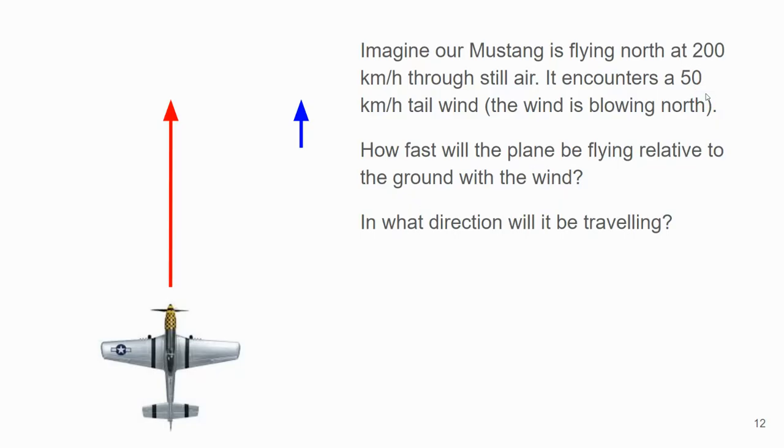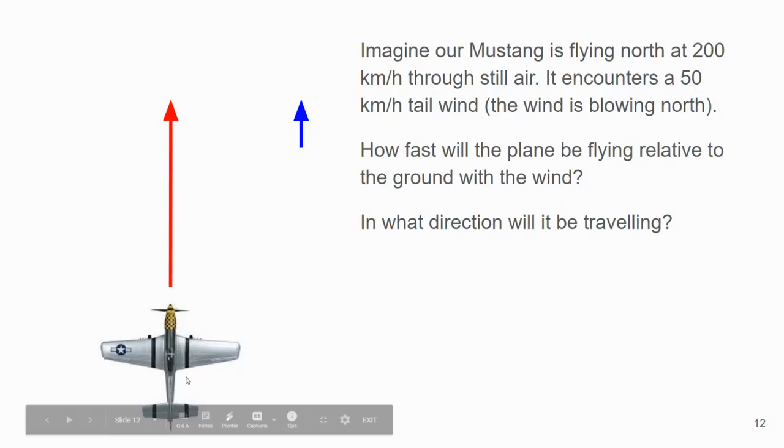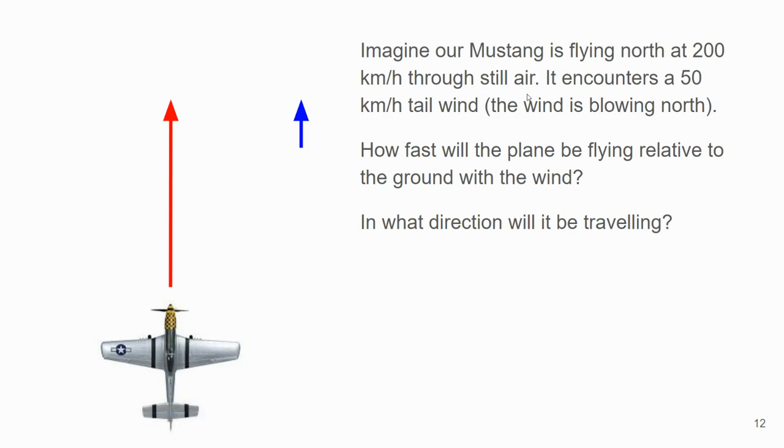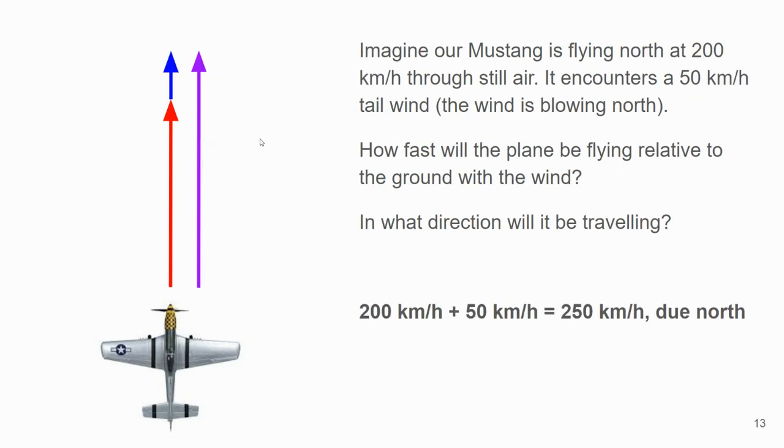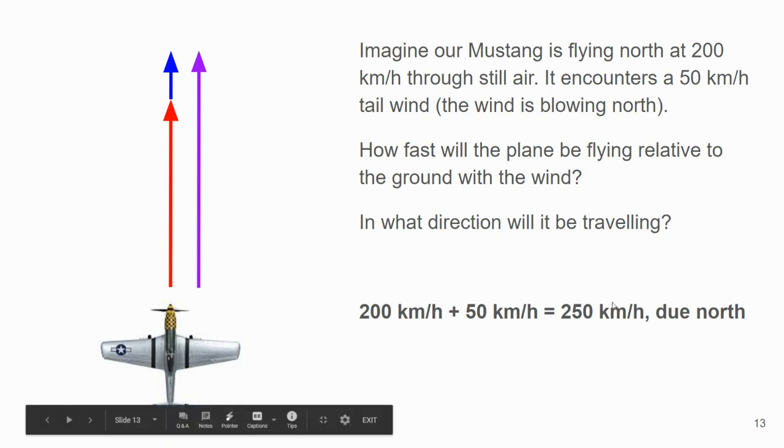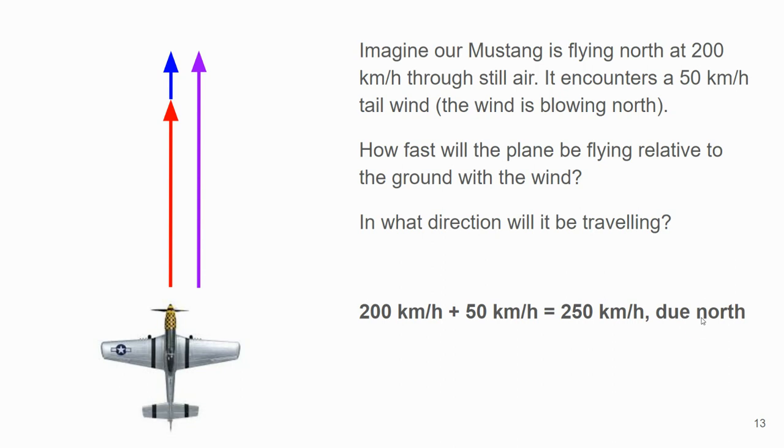Doesn't matter. So the question is, we've got our Mustang, our plane. It's going due north at 200 kilometers per hour. And then all of a sudden it gets a 50 kilometer per hour tailwind. So now the wind is blowing behind the plane and pushing it forward faster. So how fast will the plane end up going and in what direction? Well, these are parallel vectors, so you just add them. 200 plus 50 gives you 250 kilometers per hour, and we're going due north still.